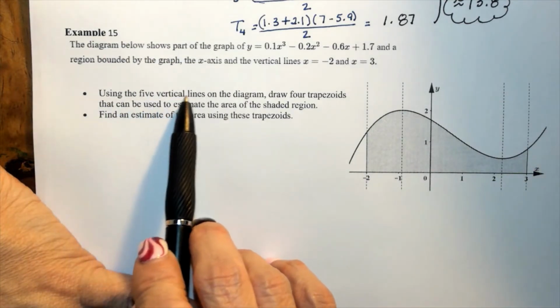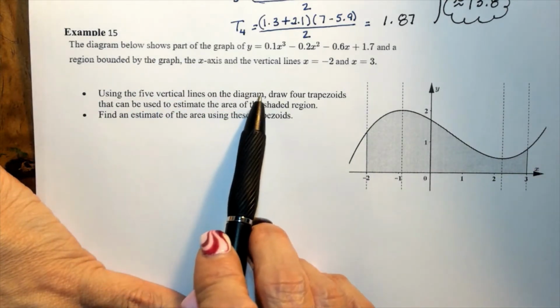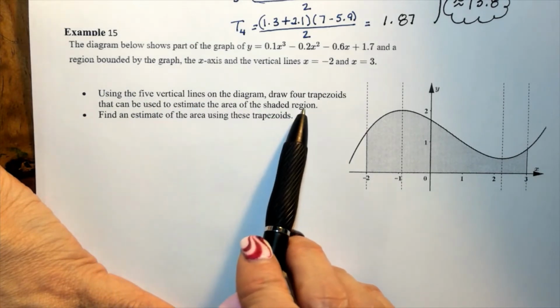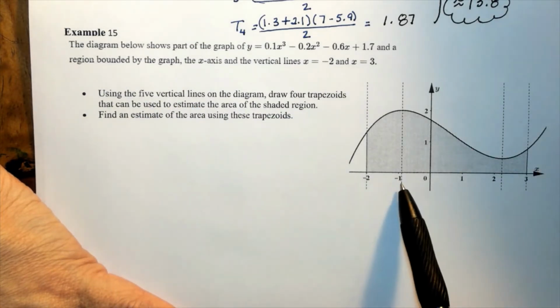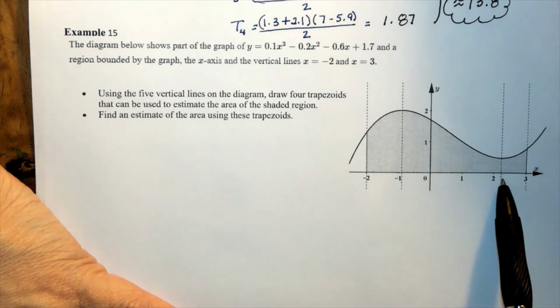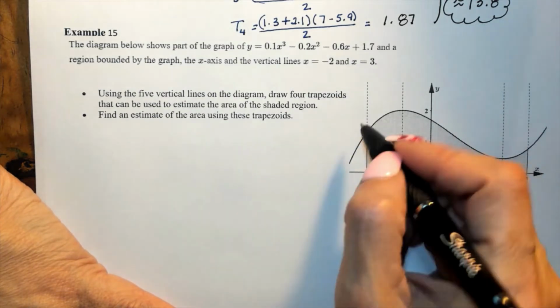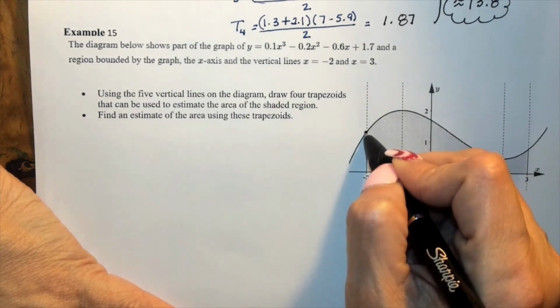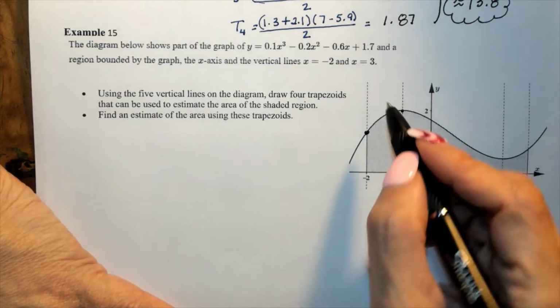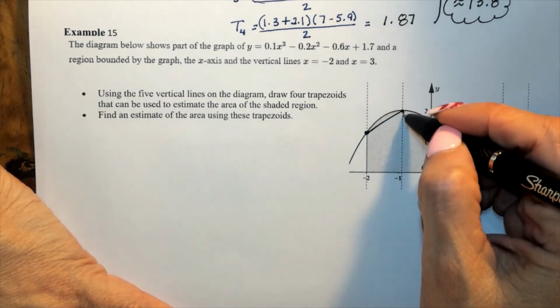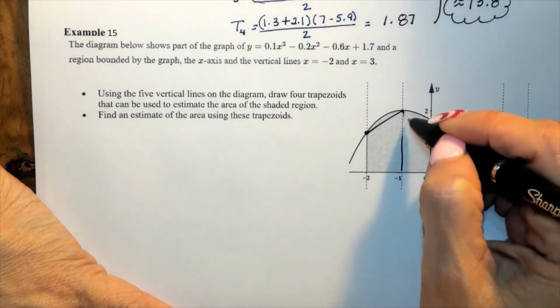Okay, using the 5 vertical lines of the diagram, draw 4 trapezoids that can be used to estimate the area of the shaded region. Let's see, they drew 1, 2 more. So we've got 1, 2, 3, 4 vertical lines. So here's what I'm going to need to do. I need to make some trapezoids. So I'm going to go up here, and then this would go down. I'm just going to draw it on here.